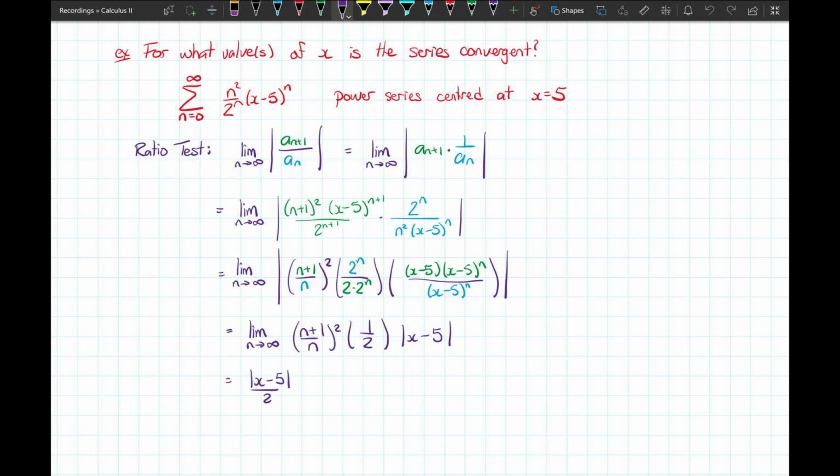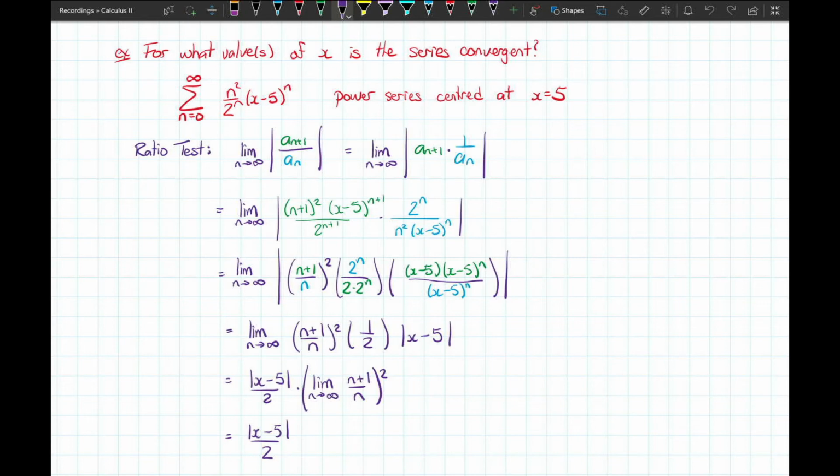not being dependent on n. And by a limit law, we can actually take the limit as n goes to infinity of our n plus 1 over n, and then we'll take that result and square it. And that's a fairly simple limit. N plus 1 over n as n goes to infinity approaches 1. And that can be shown even just using L'Hopital's rule if you like. This means that that ratio, and taking the limit as n goes to infinity, is the absolute value of x minus 5 all over 2.